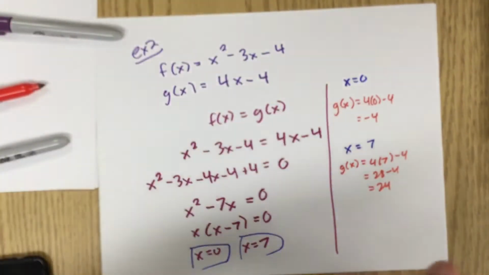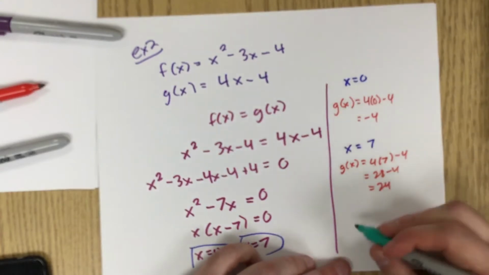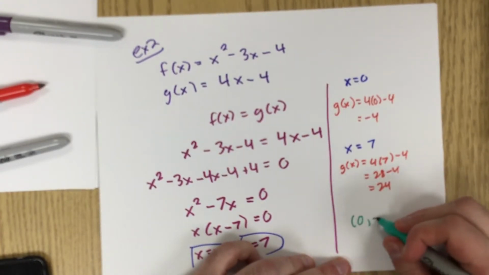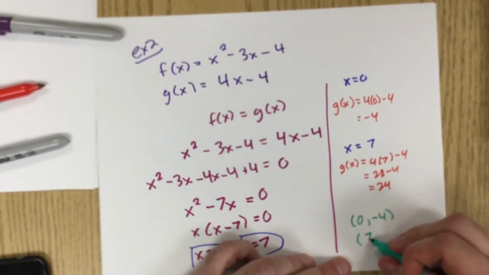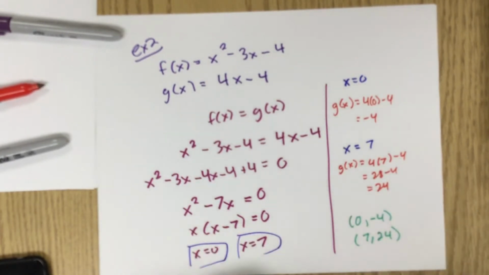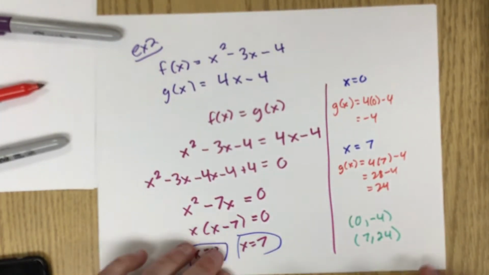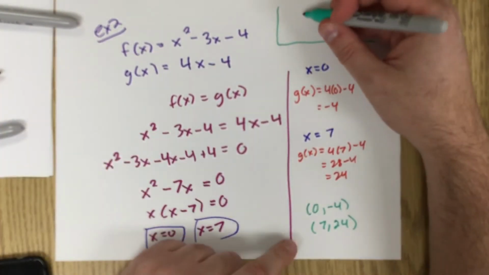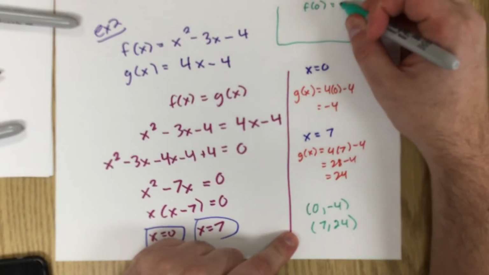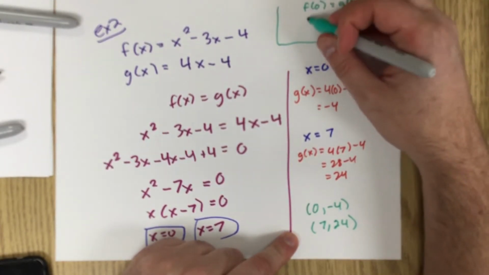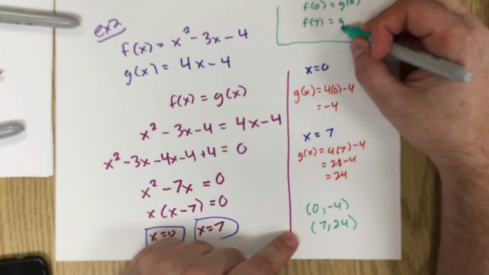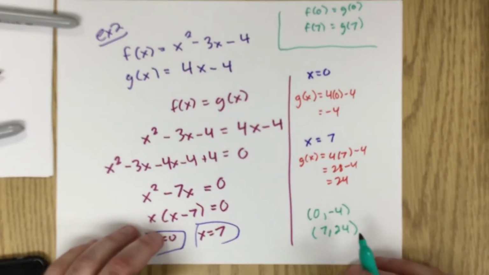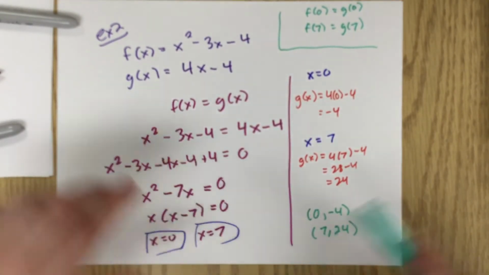And so the points of intersection are going to be, from the top one, x is 0, y is negative 4, and x is 7, y equals 24. Or, to put it another way, we could say that f of 0 equals g of 0 and f of 7 equals g of 7. But either way, there's 2 points of intersection. Let's move on to example 3.